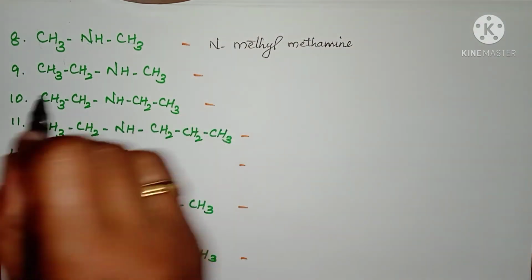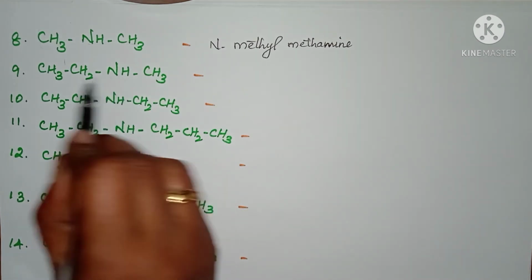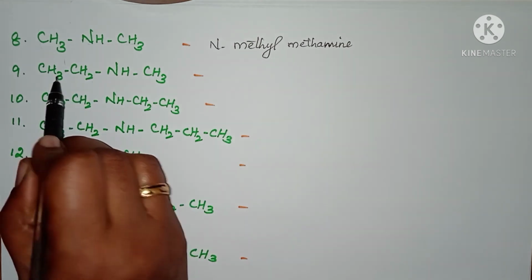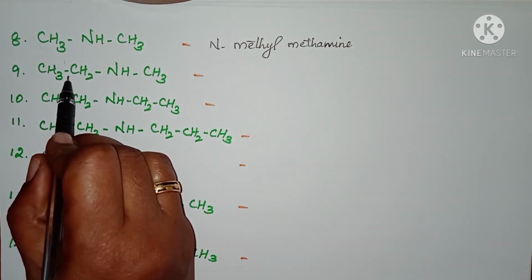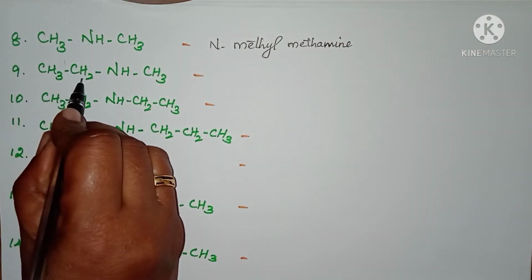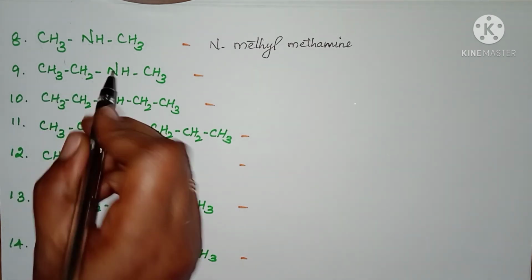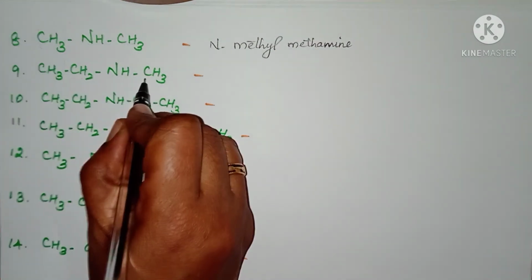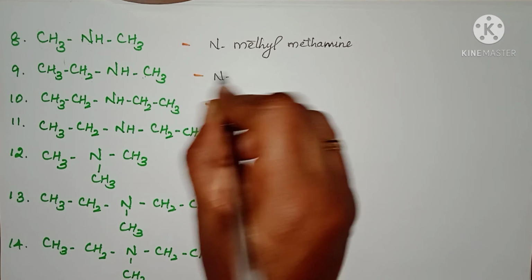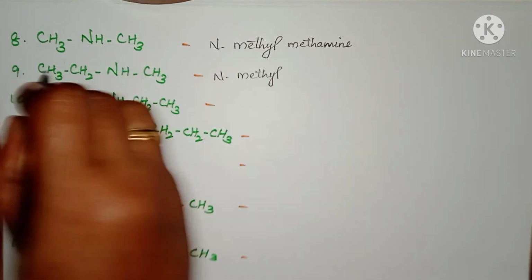Now, the second one, CH3, CH2, NH, CH3. Here also you just check which parent group is longer; that you have to take as the parent group. So you take ethanamine, then you have to give the priority to the first one, N-methyl. So N-methyl ethanamine.